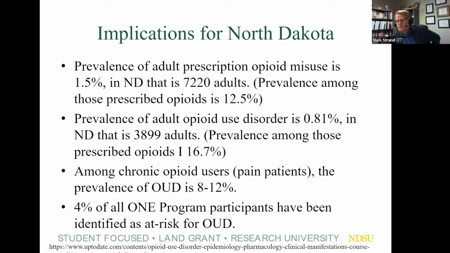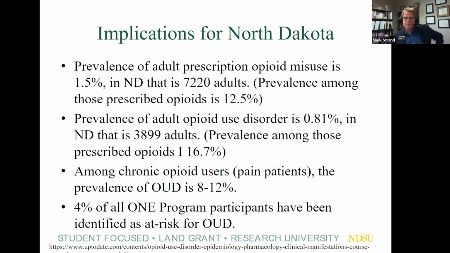Among chronic opioid users, which makes up about 40% of all patients receiving opioid prescriptions for pain, the prevalence of opioid use disorder is 8 to 12%. So this suggests that pharmacy dispensing opioids is a possible opportunity to provide support and care to these individuals in order to reduce the harm that might come later.